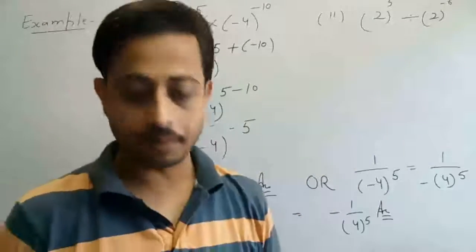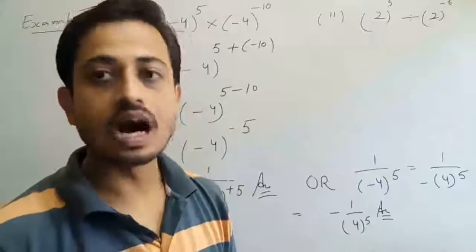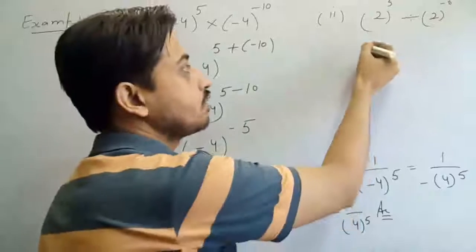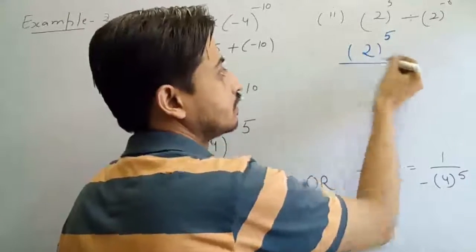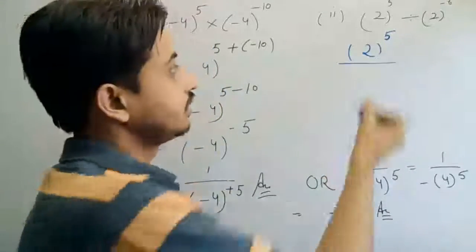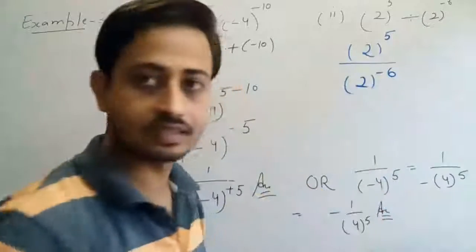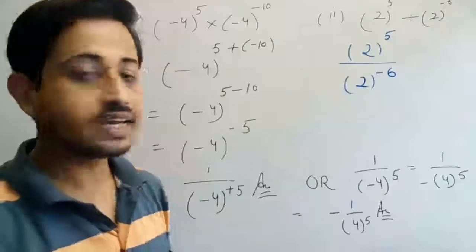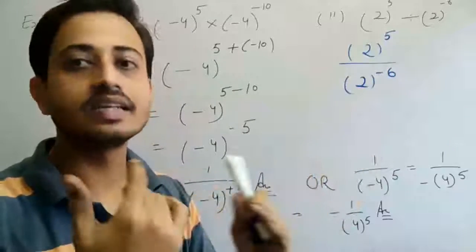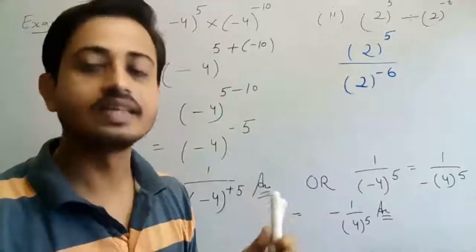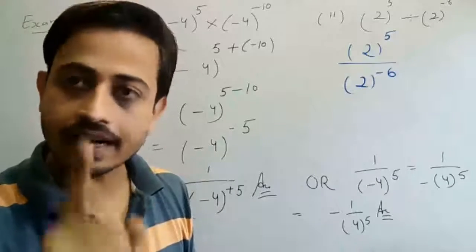Now look at the second part. 2 raised to the power 5 divide 2 raised to the power minus 6. You know how we write the divide form: this is the symbol for divide. Again the exponent is the same, but the terms are in divide form. So what's the rule? Exponents remain the same and the powers get subtracted.